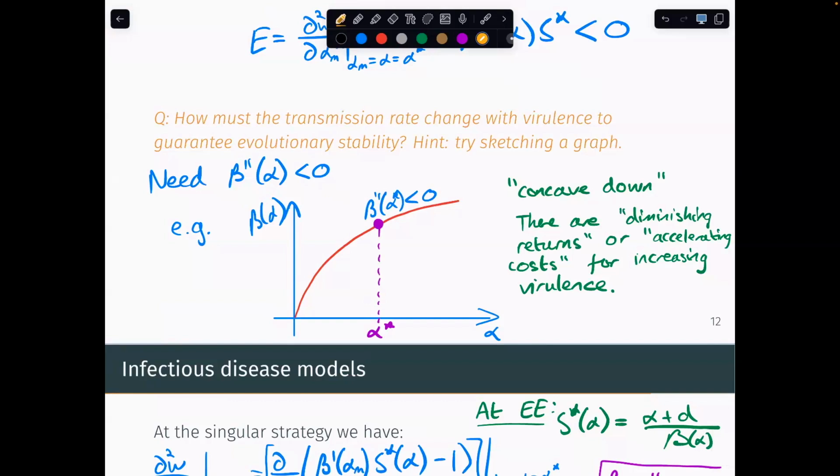If this curve curved up, if it was concave up, it would not be evolutionarily stable. You'd be able to find a singular strategy, but it wouldn't be evolutionarily stable. It would be a repeller. Okay, so that would mean your virulence would either go down to 0 or it would go off to infinity, depending on which side of that repeller you are.